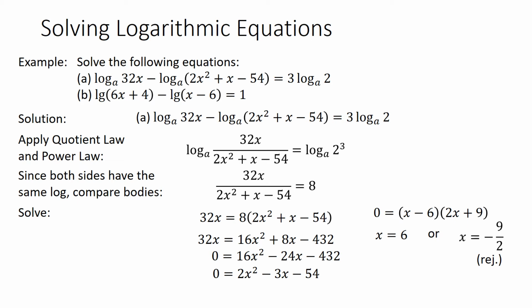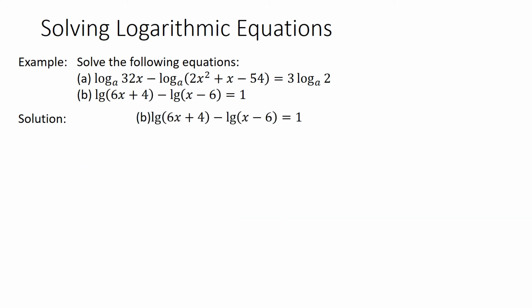But we need to check the answer. If x is negative 9 over 2, when you substitute inside the equation, we can find that for the first term, log A 32x, it will become a negative body, which has no solution. Therefore, we need to reject x equals negative 9 over 2.